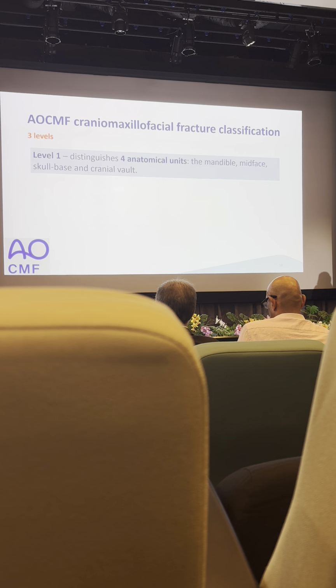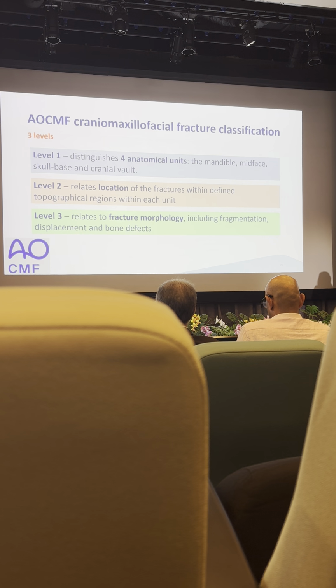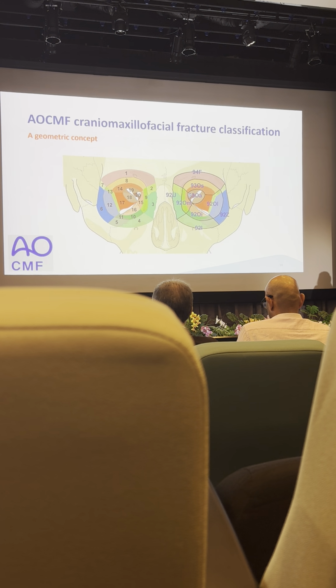Very quickly, level 1 is the most basic. It conveys only whether fractures are present in four anatomical units: the mandible, the midface, the skull base, as well as the cranial vault. Level 2 describes the location of the fractures in detail within specific regions as defined in level 1. And level 3 defines and reports even greater detail about the location of the injury, but with a focus on the morphology of the fracture itself, including the fragmentation, the displacement, as well as the bone defects within these previously described specific subregions.